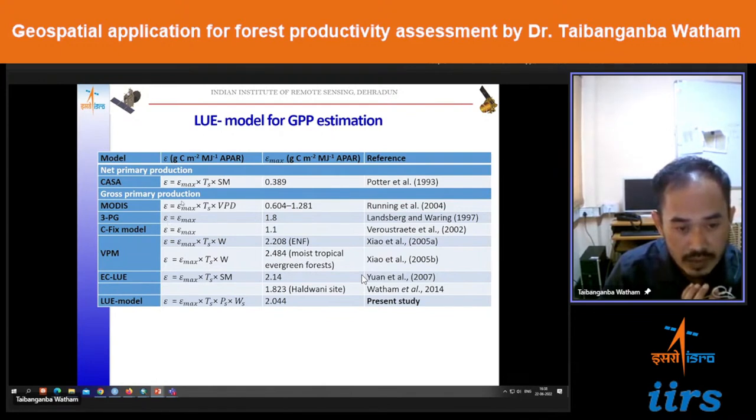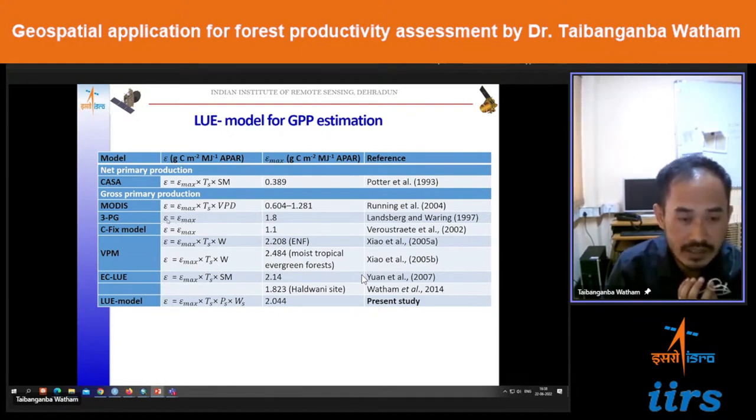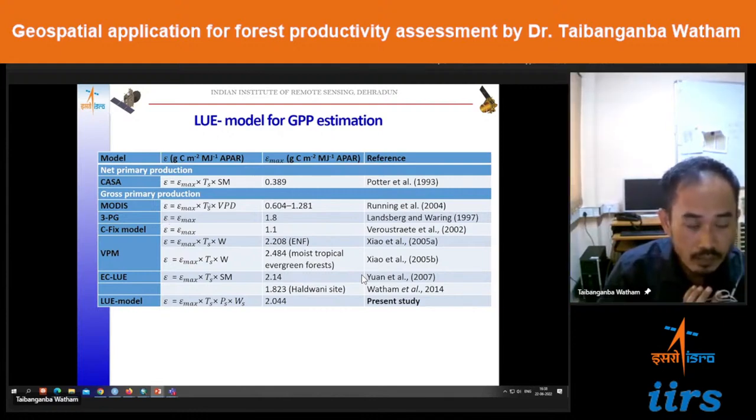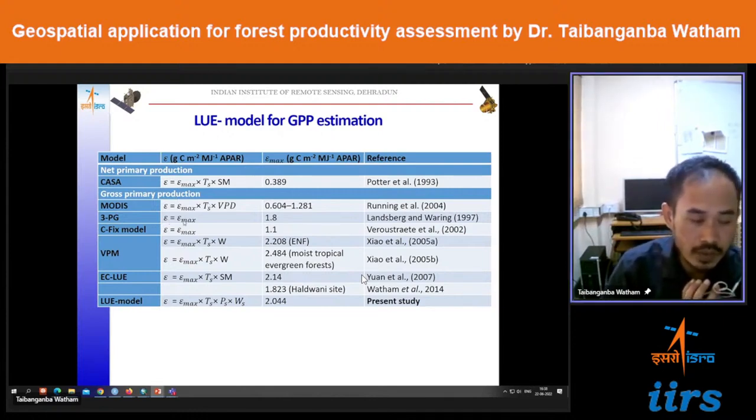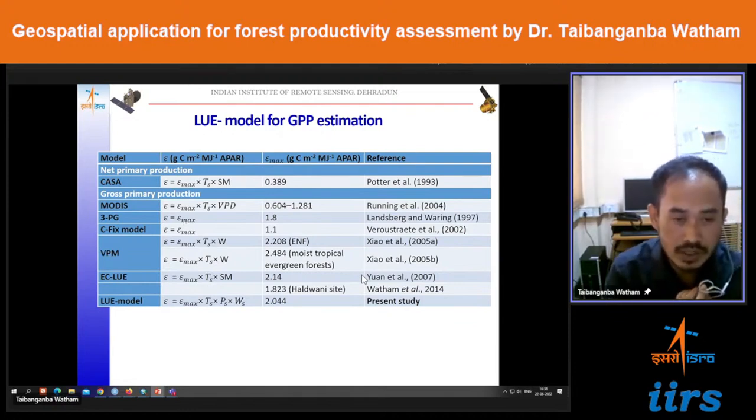For Emax, once we have this one, then they have this temperature scalar or the VPD scalar, or in some cases they have used this Emax as equal to the Eg, or the realized light use efficiency. So most of the models which you will come across, beneath all those models you will find the concept of light use efficiency only.